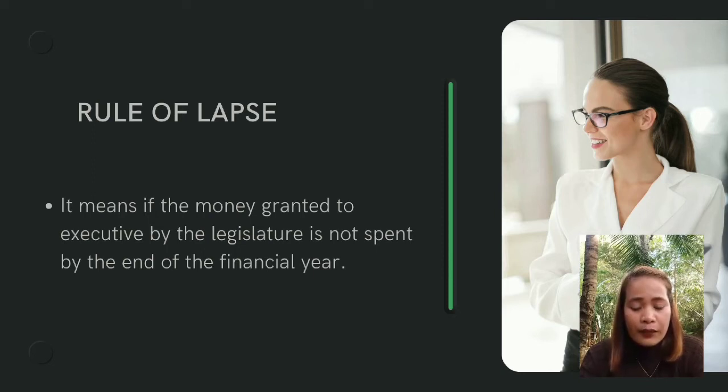Kung ang kwarta nga gi-grant sa legislator sa executive wala siya na hurot og gasto, kinahanglan nga ibalik na siya sa treasury. The government will not be able to spend it unless it is resanctioned in next year's budget. Ang gobyerno dili siya dapat mogastos unless ma-resanction sa sunod nga tuig nga budget.